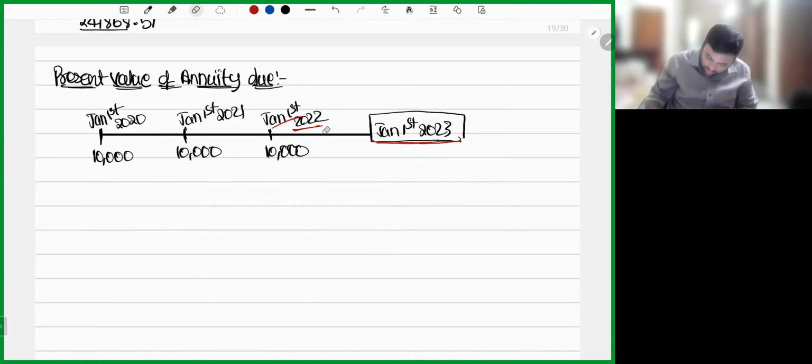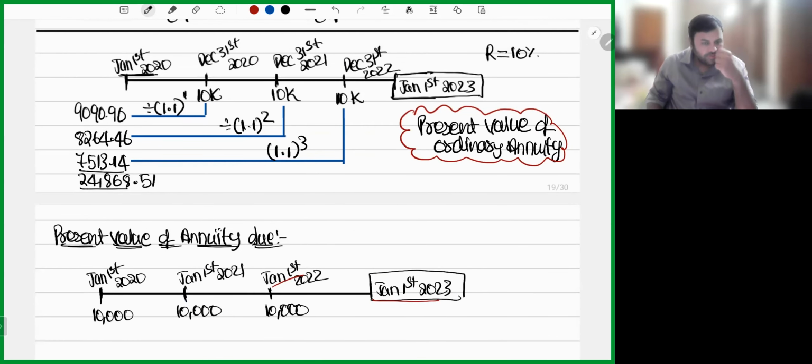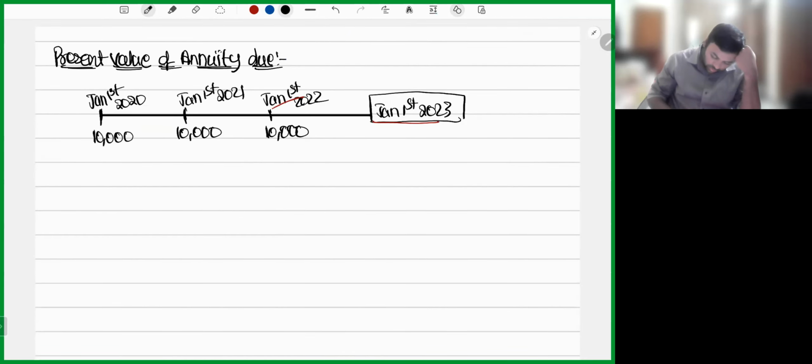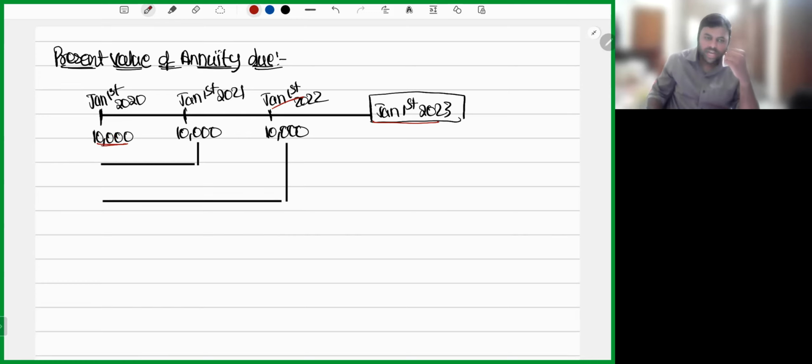Now, in the previous example, my dear friends, all the payments or receipts, where did we bring it to? We brought it to January 1st, 2020, right? Here also, everything I'll bring to January 1st, 2020 itself. Now, already this is on January 1st, 2020 itself, so no need to bring it back again. So 10,000, divided by 1.1 whole power 1, divided by 1.1 whole square.